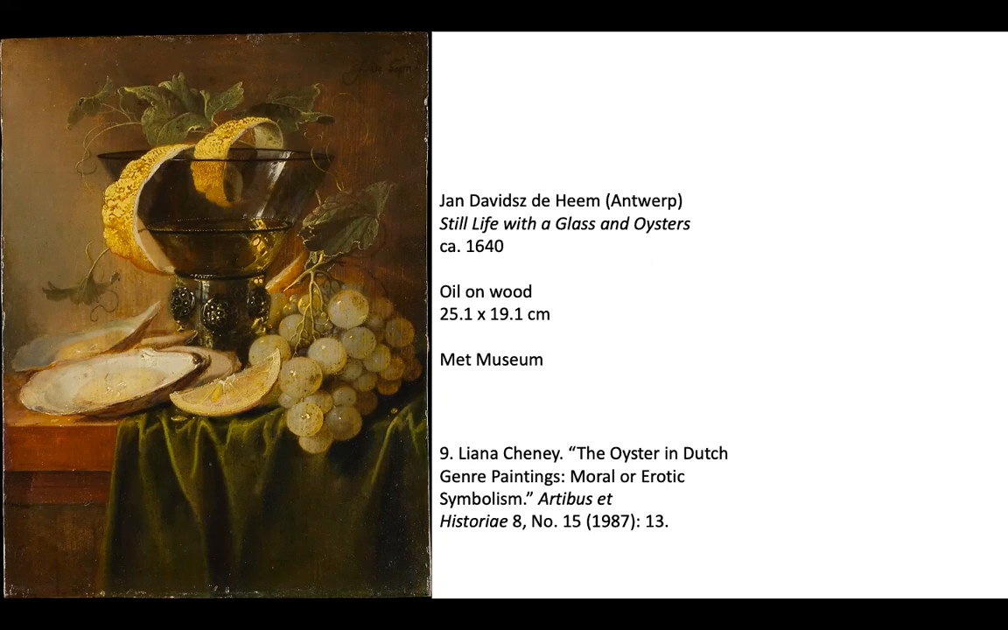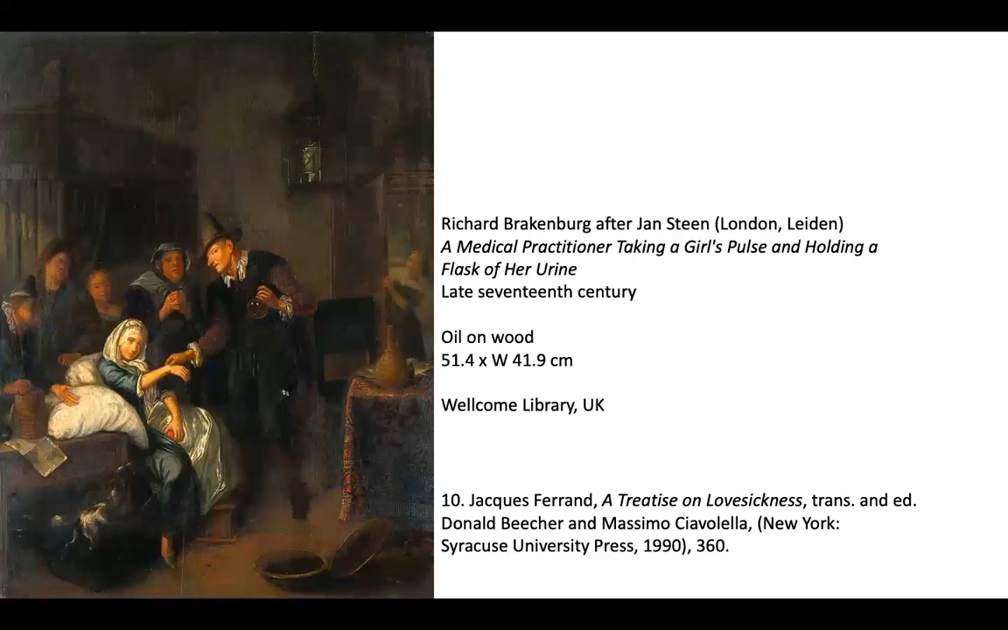Several examples of this can be seen in the work of Jan Steen, whose lovesick maidens are frequently seen with slices or wedges of lemon on nearby tables. But perhaps the best visual is by Richard Brakenburgh, after Steen, from around 1670, with a medical practitioner taking a girl's pulse and holding a flask of her urine, in which a swooning young woman is seen holding an orange to her groin, presumably to calm her erotic warm humors.